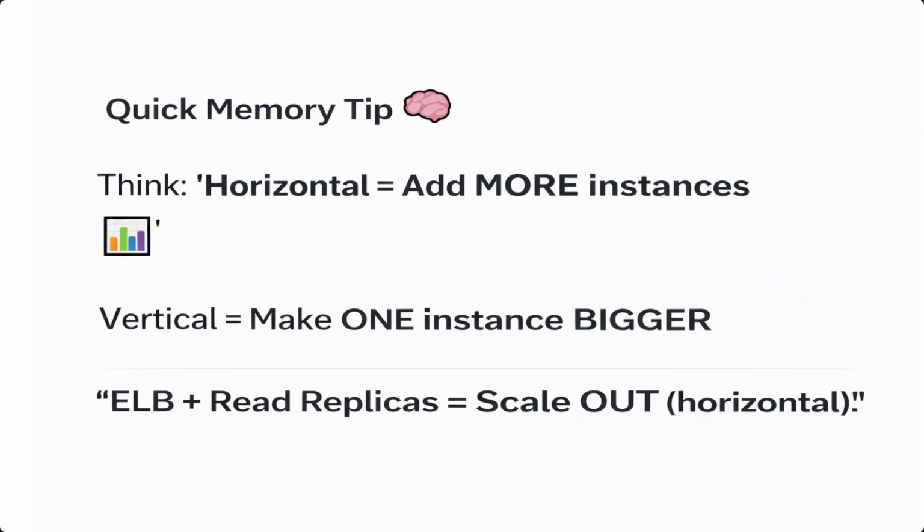Quick memory tip. Think horizontal, add more instances. Vertical equals make one instance bigger. ELBs and read replicas scale out, horizontal.